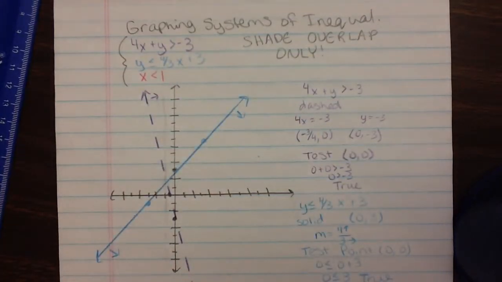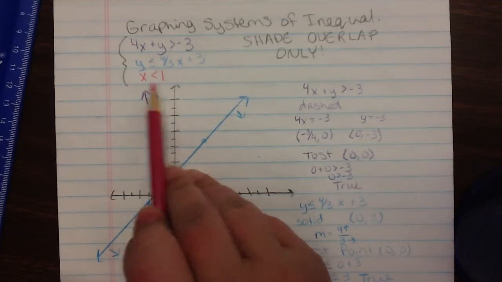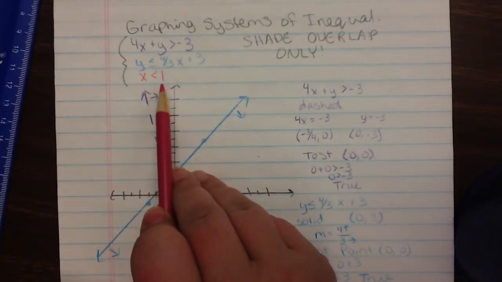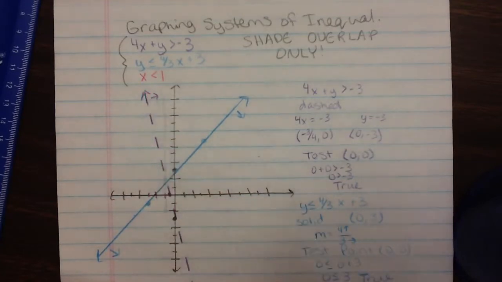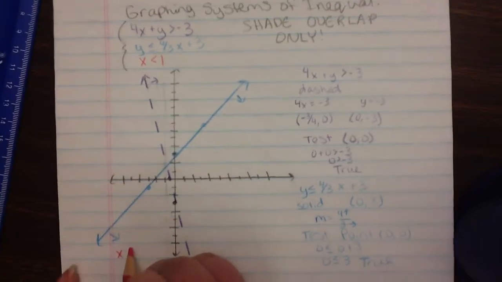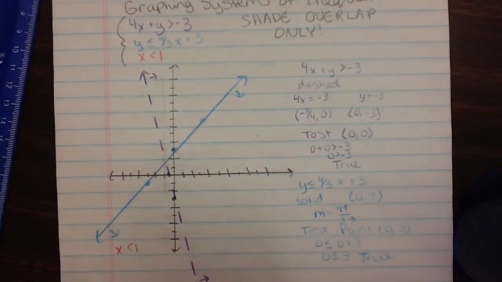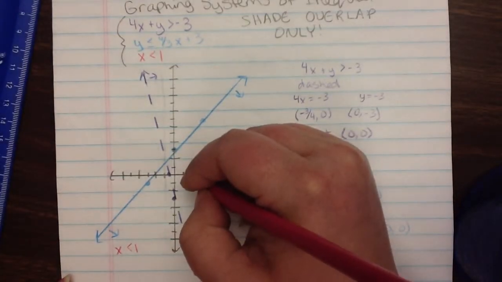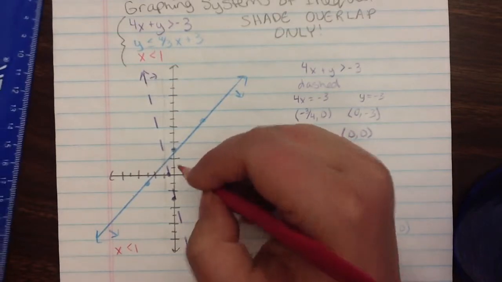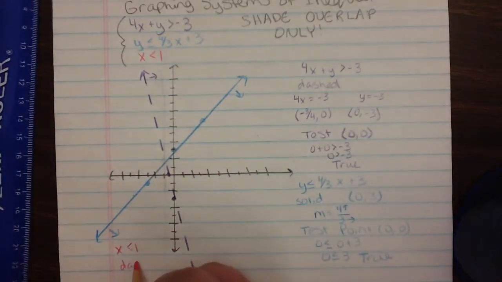Today, since we're going to try to show the intersection of these, I need to have another line, so we're going to graph x is less than 1. This is a vertical line because it is an x. Anytime you have x, that will be a vertical line. If you have y, that's a horizontal line. So x being less than 1, here's our value of 1. This is going to be a vertical line. Notice it is dashed.